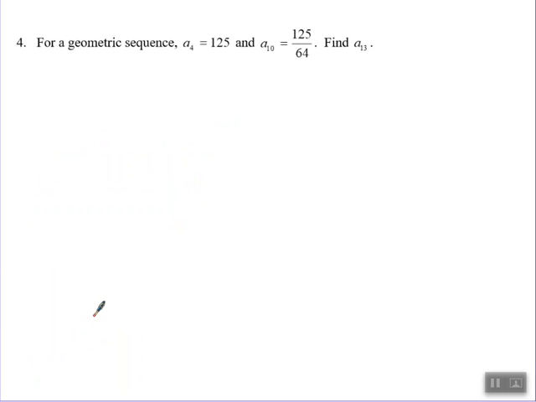Next, we are told that we have a geometric sequence. We know that the 4th term is 125, and the 10th term is 125 over 64. So I'm going to write out some blanks. We know that the 4th term is 125. And we know that the 10th term is 125 over 64. So the first thing we need to find is what r is.